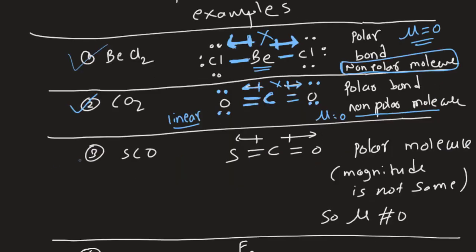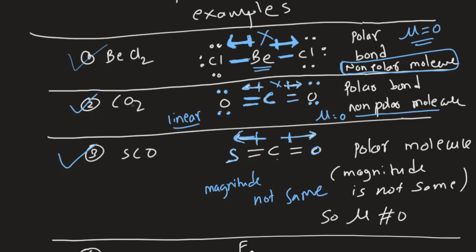The next example is SCO. You can see here there is a carbon atom again, and at one end there is S and at the other end it is O. There is a dipole moment between carbon and oxygen in this direction, and then a dipole moment between carbon and sulfur in this direction. Even though they have opposite directions, the magnitude is not the same.